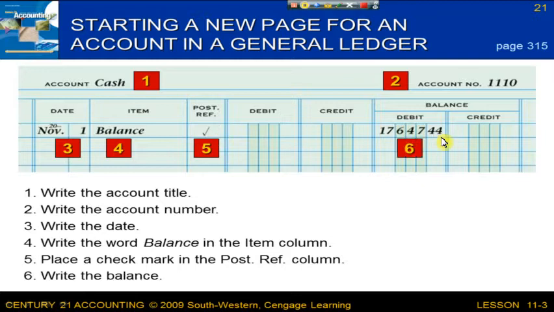And because cash is an asset, it has a normal debit balance, so we're going to be recording this in the debit balance column. And of course, that should be the final number in the debit balance column from the previous page.